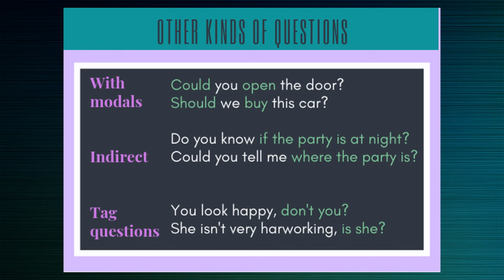She isn't very hardworking. Verb be in negative form. So it means that for the tag question, in order to clarify that information, we have to use is in positive and then the subject, that is she. So is she? This is the tag question.